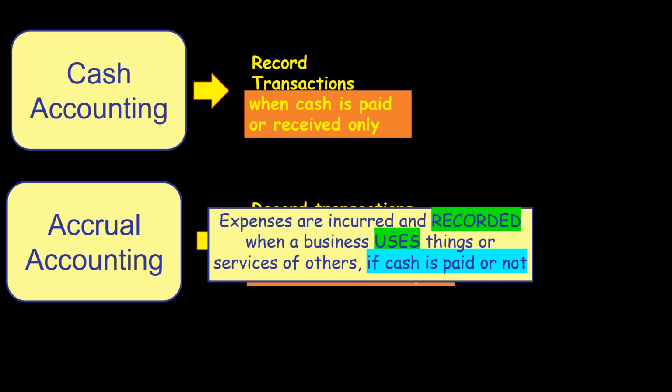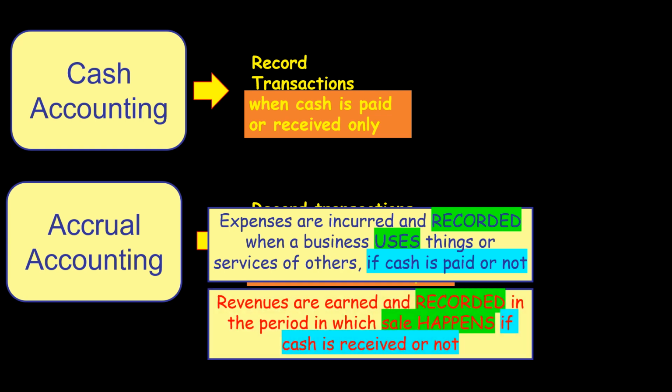So the moment a business uses things, for example, uses supplies, the business has incurred an expense and therefore it should record that. Or if a business uses the services provided by others, say employees, now the business has used other people's services. It has to record that transaction as an expense whether cash is paid or not.